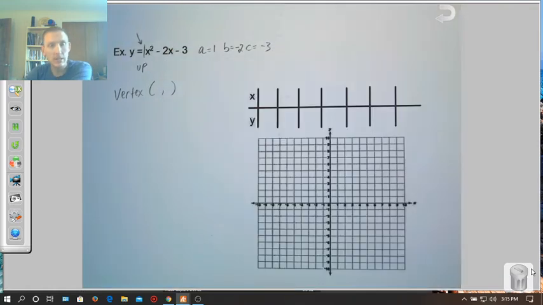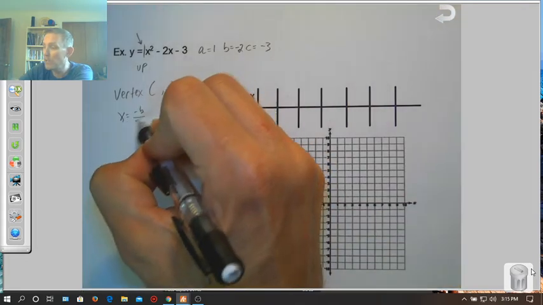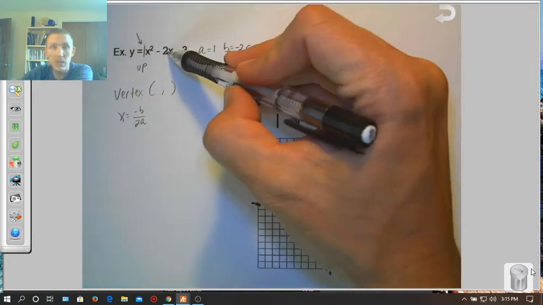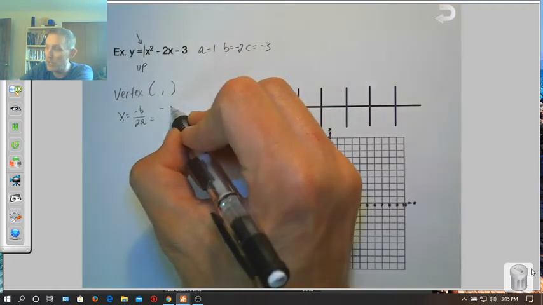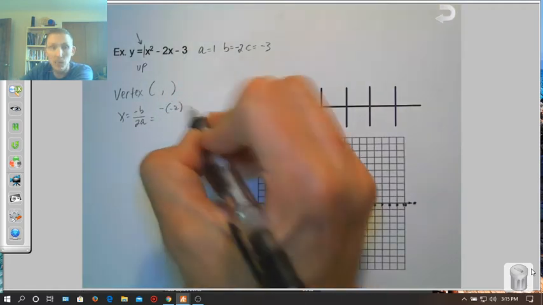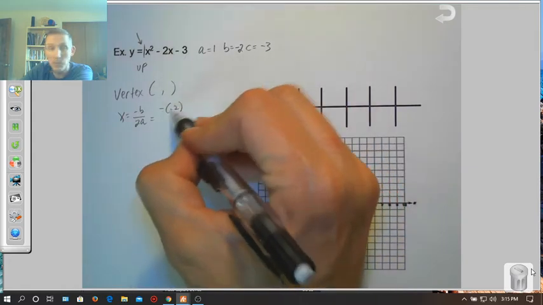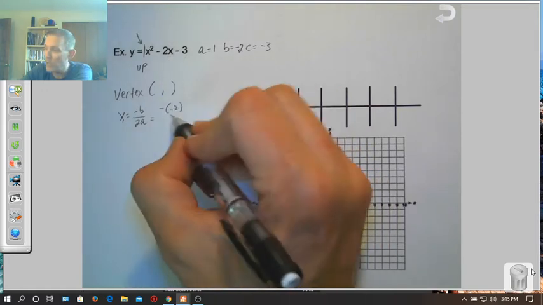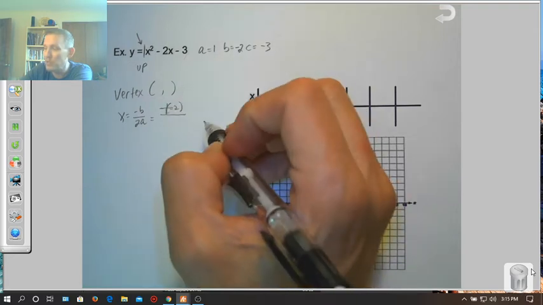So my vertex. Now remember, the x value of my vertex is the opposite of b over 2a. Well, if I come up here, b is -2. So when I plug that in, I'm going to have a negative sign, and then I'm going to put -2 in for b. Well, what do you notice? What happens? It becomes positive, which is the opposite of the -2 here. So the top of my fraction, I know, will become +2.